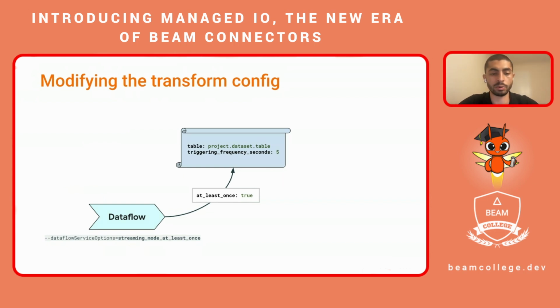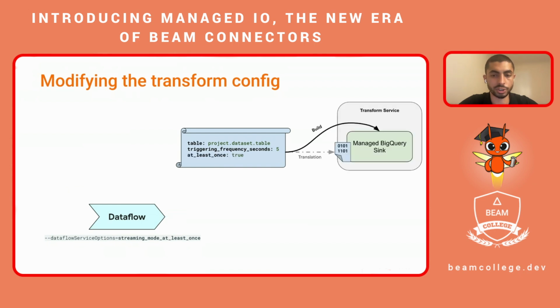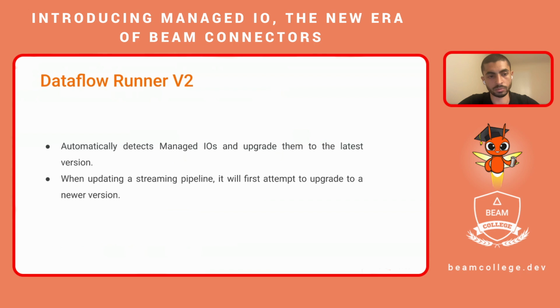So this is an example of the runner changing the configuration of the IO, rebuilding it, and then replacing your old IO with it. So a special call out for Dataflow Runner V2: this runner will do everything I just said automatically. So it goes through your pipeline and detects all the managed IOs and attempts to upgrade all of them first before executing.